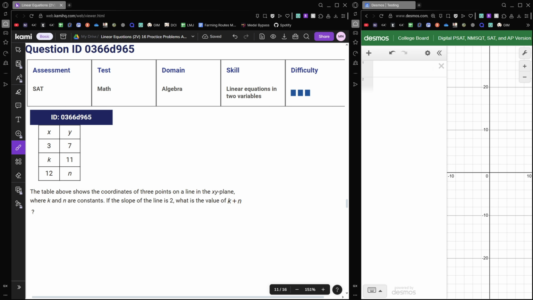Question number 11. The table above shows the coordinates of 3 points on a line in the xy plane where k and n are constants. If the slope of the line is 2, what is the value of k plus n? So the equation of a line is y equals mx plus b, and we know that the slope, which is m, is equal to 2.